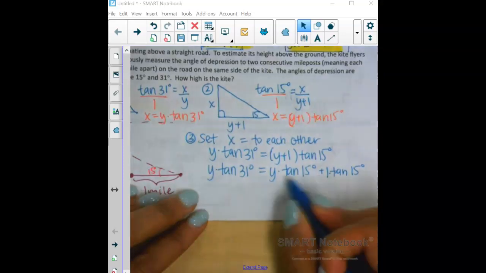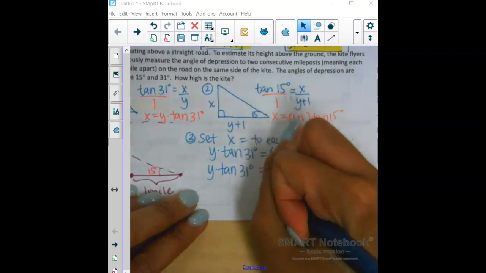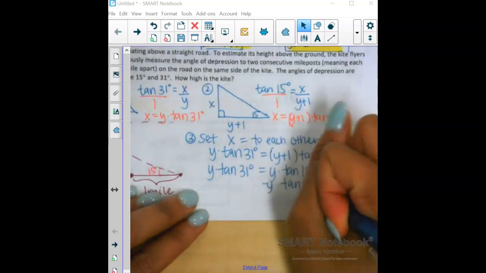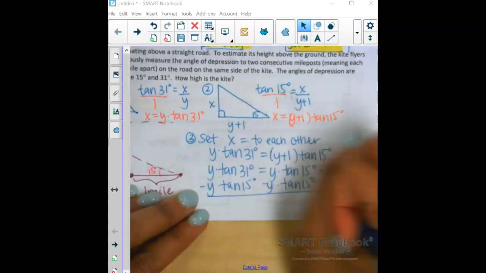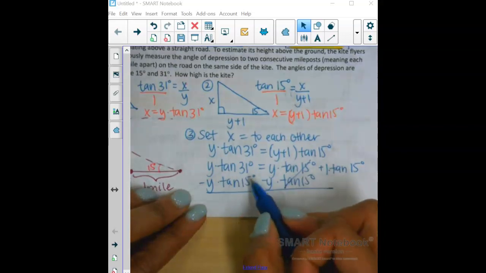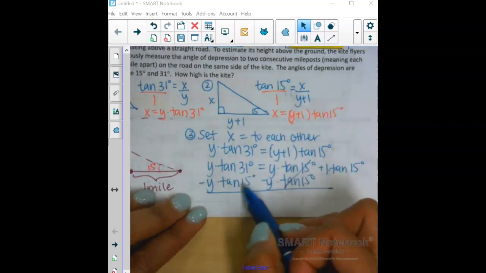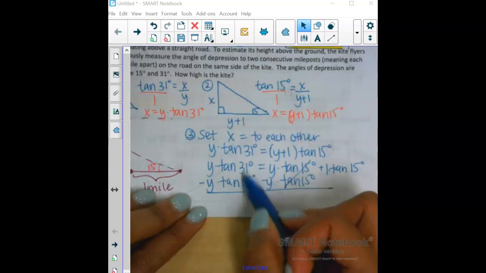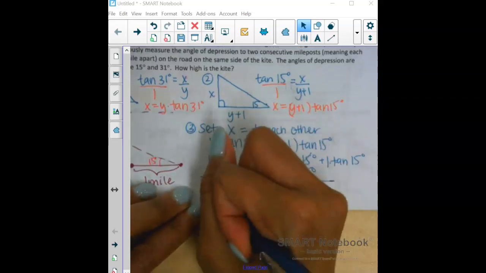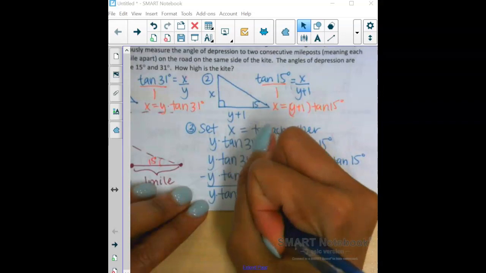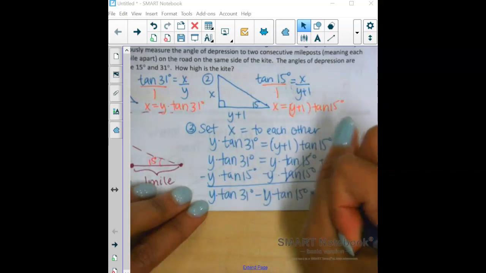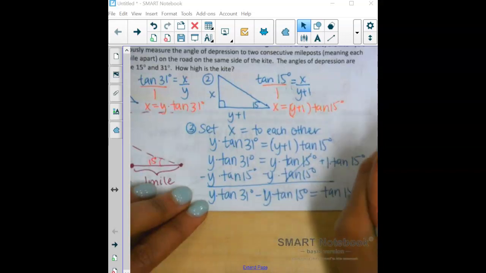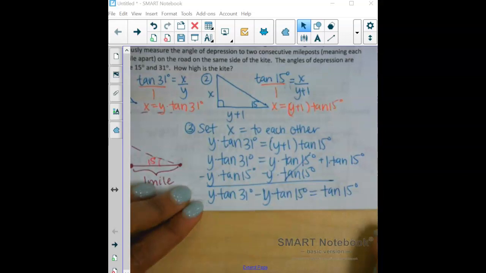Okay, cool. Now that I have that isolated to an extent, I'm going to move this whole y term to the other side. So we're going to subtract y times tangent of 15 degrees from both sides. Okay, well, unlike the other problems that we've seen before, I can't just combine these. You can't just subtract the numbers or anything. You actually have to write this as y times tangent of 31 degrees minus y times tangent of 15 degrees. And that's going to equal just tangent of 15 degrees, because that 1 times tangent is just tangent.